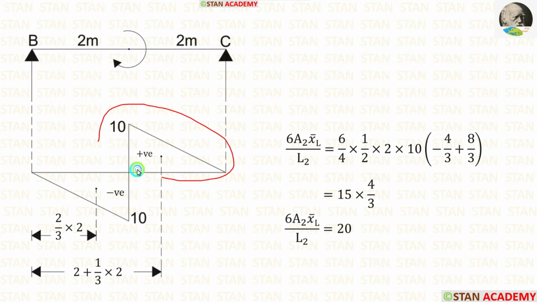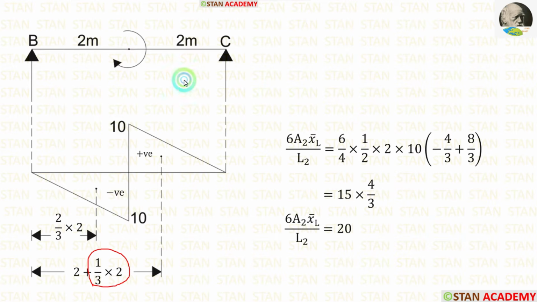Now let us take this triangle. The centroid distance towards the left is 1 upon 3 into breadth. Here the breadth is 2 meter. Let us apply that. Here we need the centroid distance up to the point B. This distance is 2 meter, so we have to add it. Finally, the centroid distance we are getting is 8 upon 3. After the calculations for 6A2 x bar left upon L2, we are getting 20.